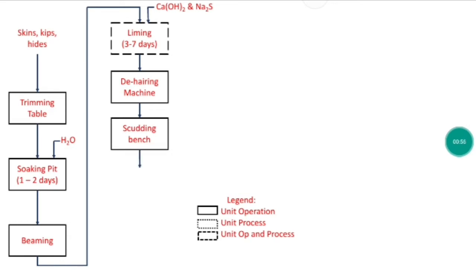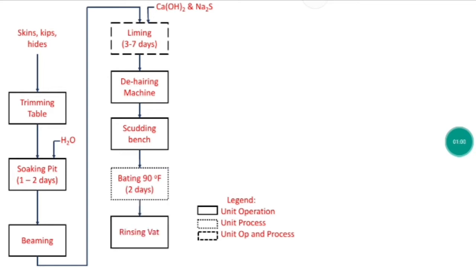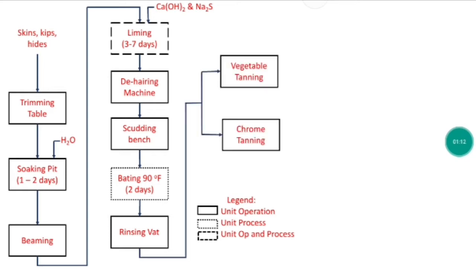Then the hides undergo a bating process at a temperature of 90 degrees Fahrenheit. The clean dehaired hides are treated with certain enzymatic preparations for 2 days to soften the skin and remove the lime. The hides are then rinsed in the rinsing vat. After rinsing, the hides are ready for tanning.